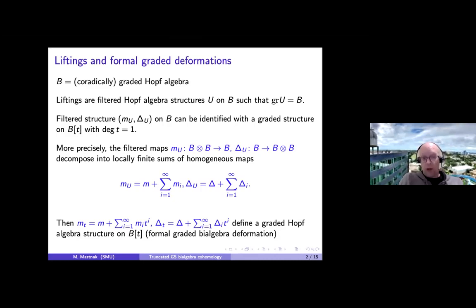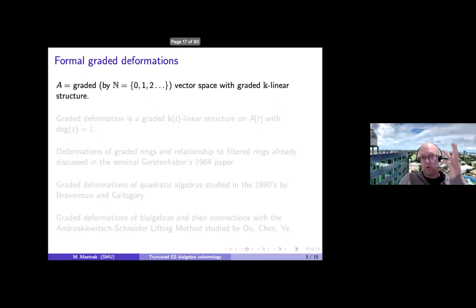So why would you do this? Well, because there is a rich and very nice theory of graded deformations that goes all the way to Gerstenhaber. So in general, if you start with any naturally graded vector space with some structure, be it algebra, Lie algebra, bialgebra, and so on, then its formal graded deformations will be polynomially linear structure on polynomials of T over T, with the degree of T being 1.